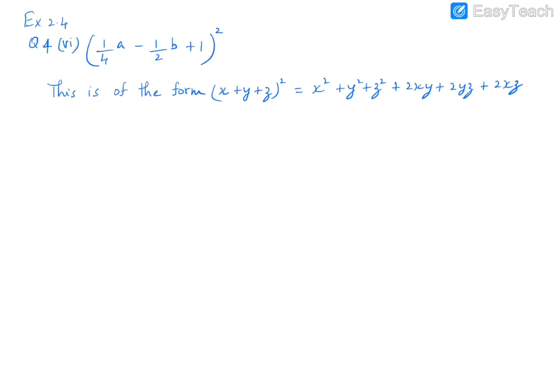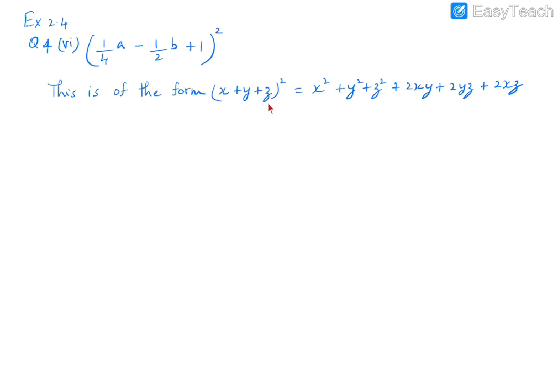Okay, now let us do one problem from the exercise set. From exercise 2.4 we have question number 4, which is using the identity to expand a given expression of power 2. I'm doing only one such example. There are many sums in this particular section, so I'm doing one of them. Clearly when we look at this expression, it is of the form x plus y plus z the whole square. In place of x we have 1 by 4 into a, that is a divided by 4. In place of y we have minus b by 2, and in place of z we have plus 1.